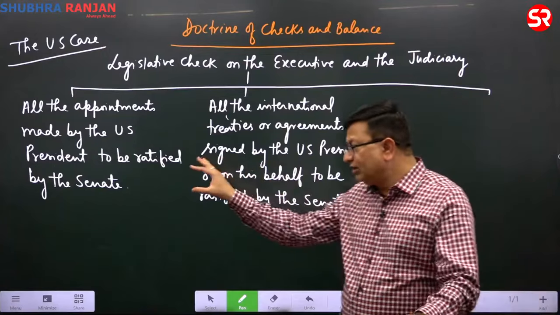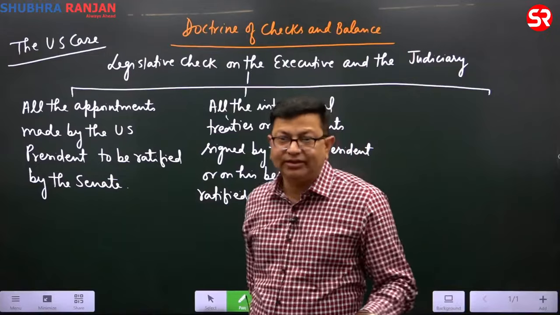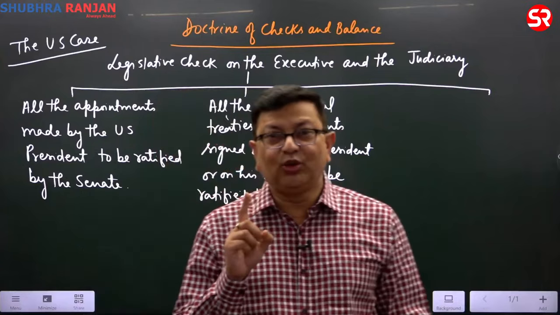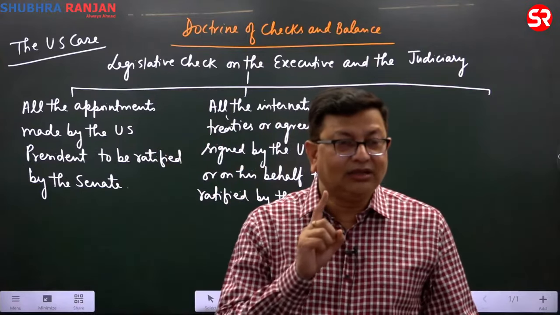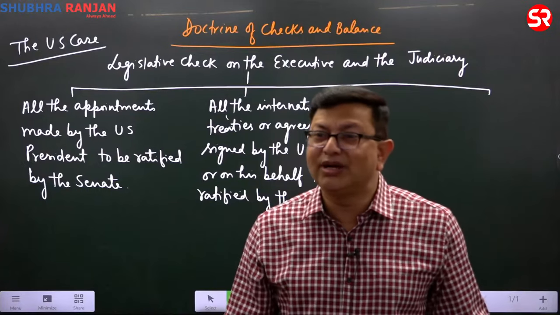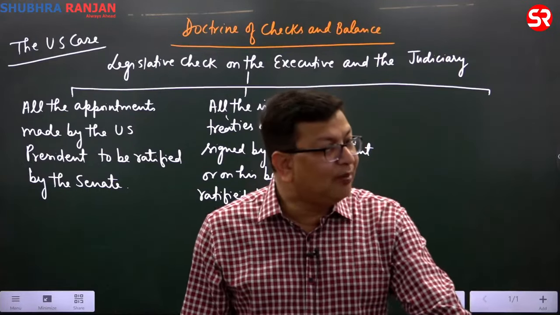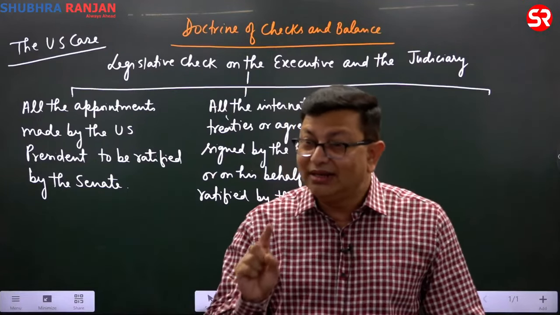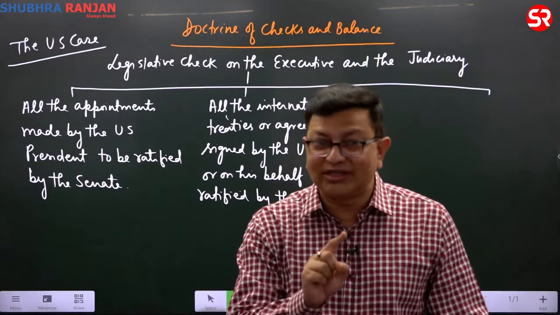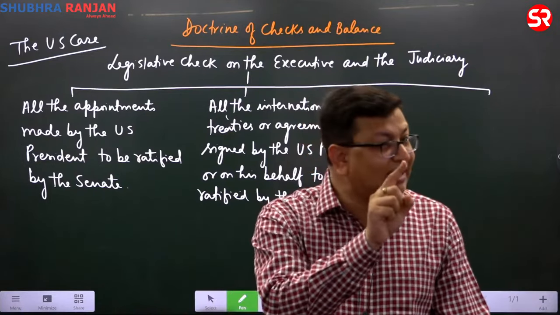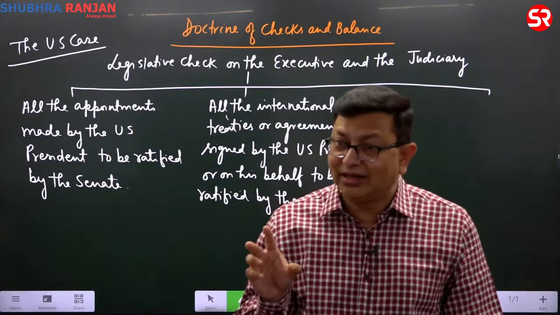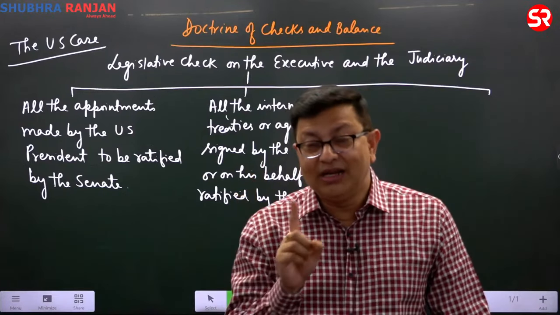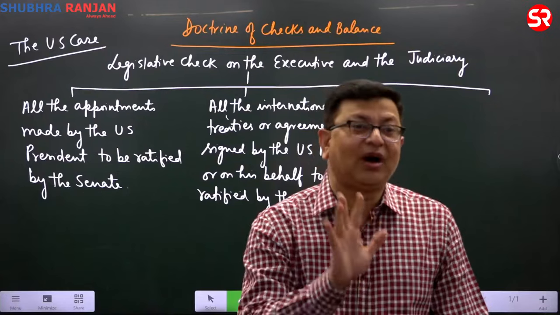Now, if we talk about these two powers of the Senate, because of these two powers, the US Senate is termed as the most powerful second chamber of the world. So if we compare the second chambers of the world, for example, in India it is the Rajya Sabha, then in United Kingdom it is the House of Lords, then in France it is the French Senate. If you compare the second chambers of the world, none of the second chambers have got these powers.